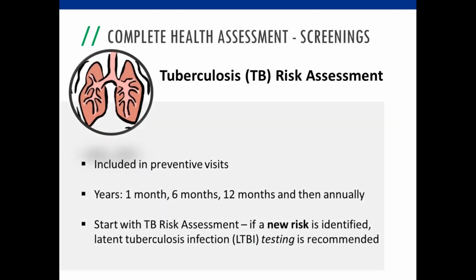Now let's talk about the tuberculosis risk assessment. TB risk assessments should be performed on members at months 1, 6, and 12, and annually thereafter. The risk assessment is included in the preventive exam and should not be billed separately. If a new risk is identified, latent tuberculosis infection testing is recommended. When latent tuberculosis infection testing is indicated, the clinician may perform a tuberculin skin test or draw an interferon release assay depending on the child's birthplace and age.